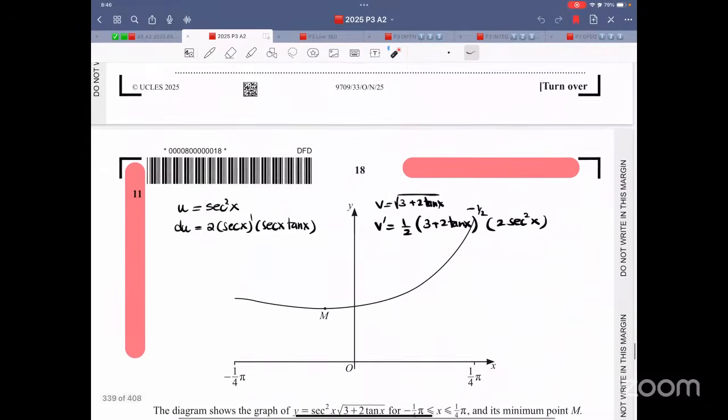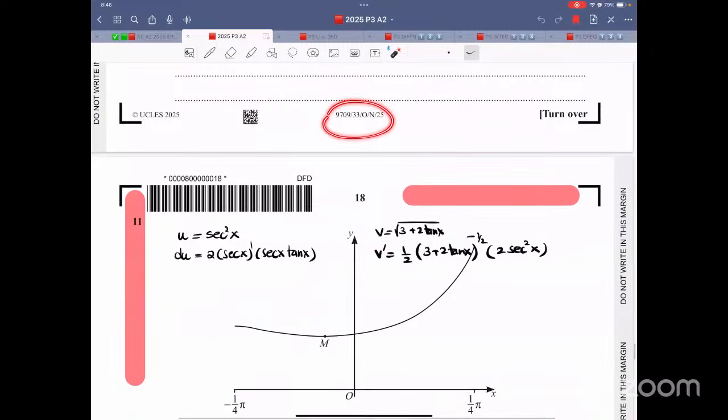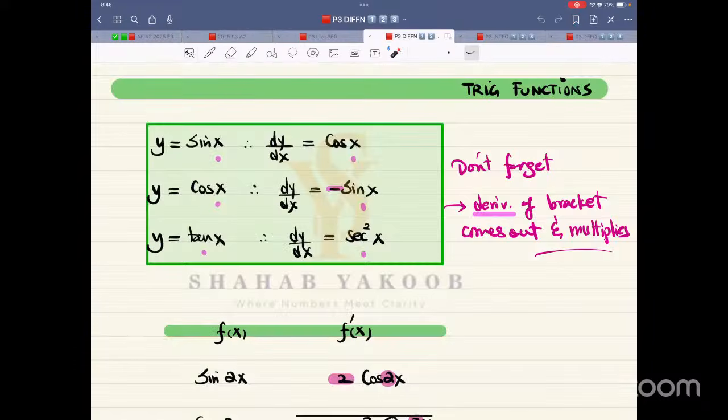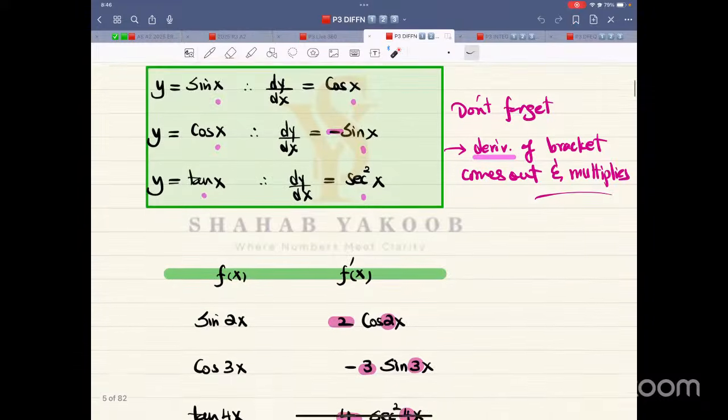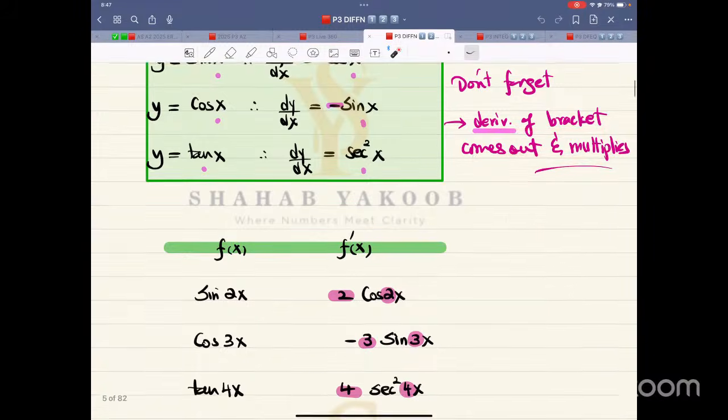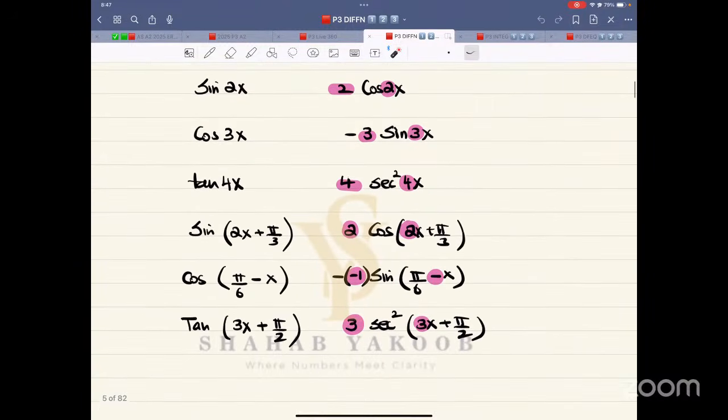Now I'm talking about this particular paper, which is October-November 2025, variant 33. So this thing is used. Okay, so you can check out that question later in the video that's in the process. So now over here, sine 2x becomes cos 2x, 2 comes out and multiplies. The derivative of the bracket comes out and multiplies. So in differentiation, the rule is multiplication. And then have a good look at the other ones.